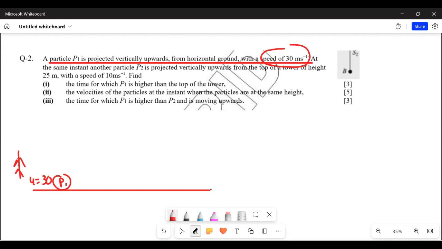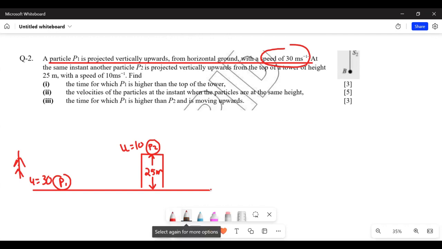At the same instant, another particle P2 is projected vertically upwards from the top of a tower of height 25 meters. Okay, so there's a tower whose height is 25 meters. And the second particle, P2, is projected from here with speed 10 meters per second. So U for this particle is 10. Okay, find the time for which the particle P1 is higher than the top of the tower.